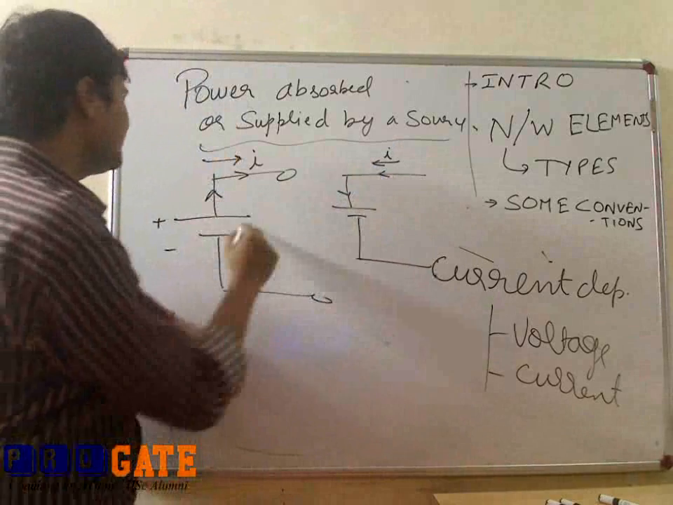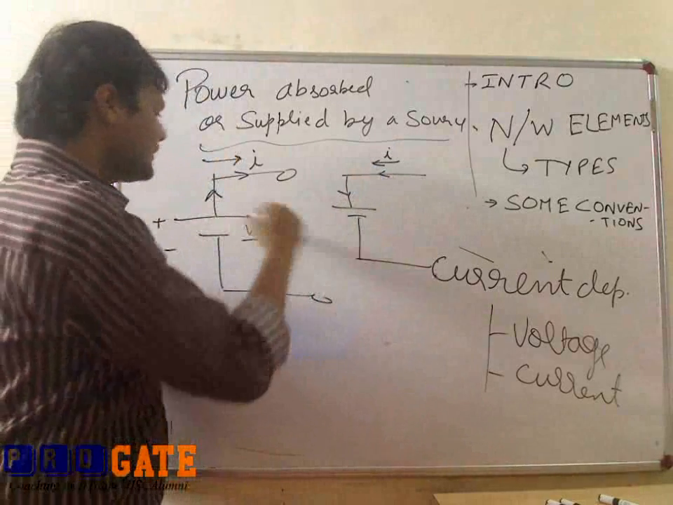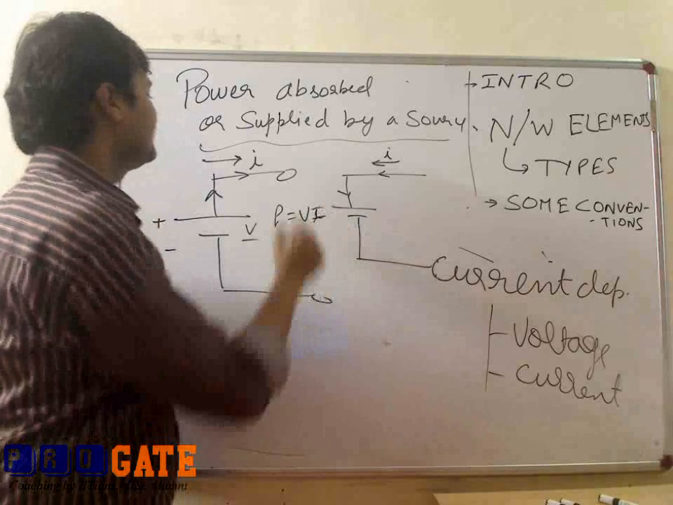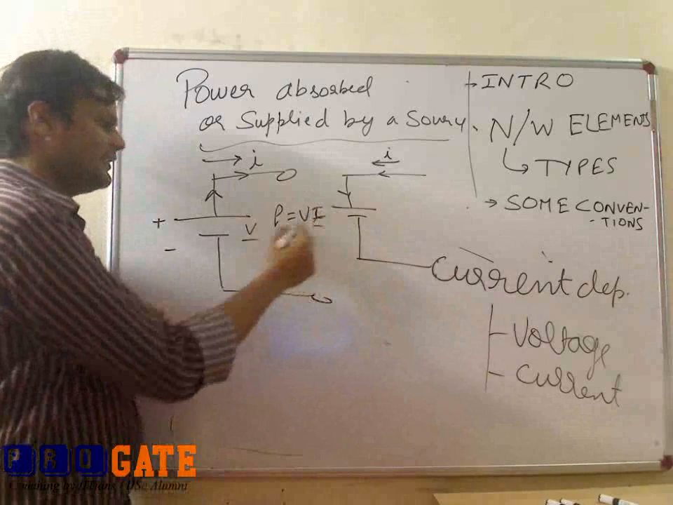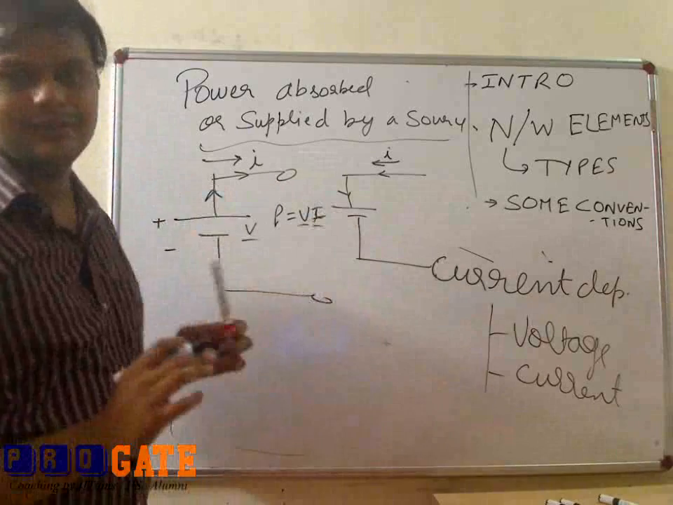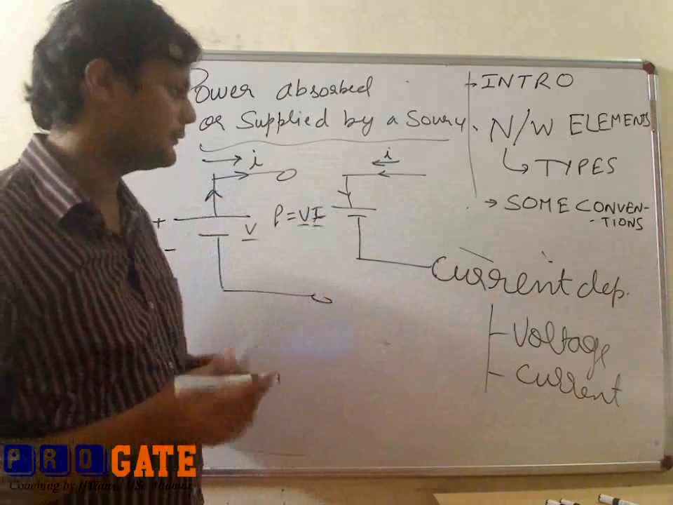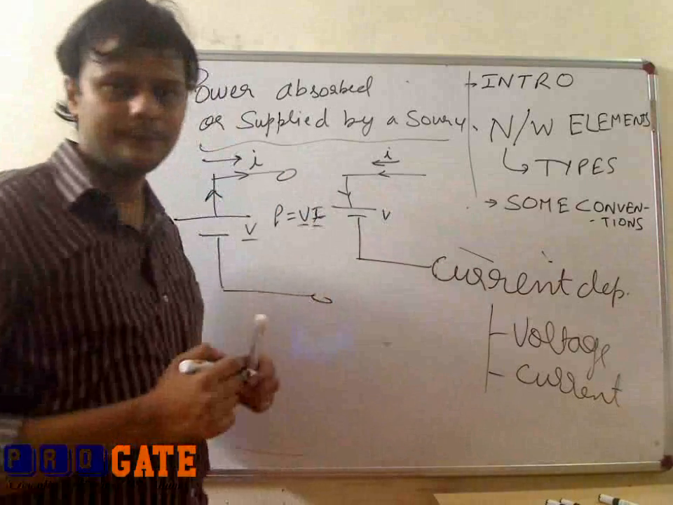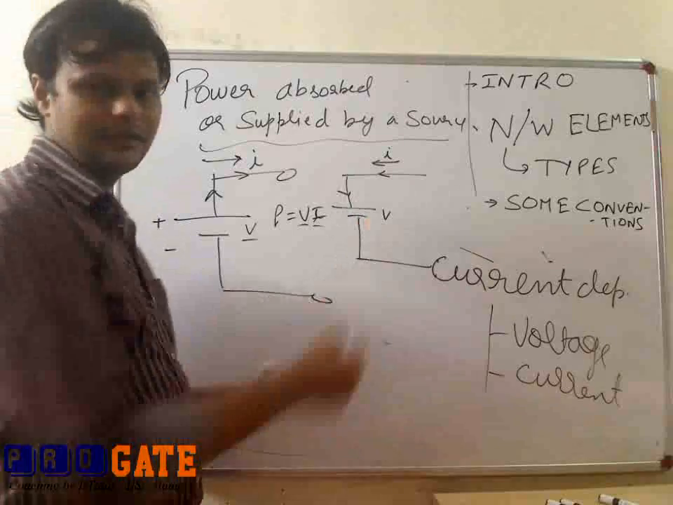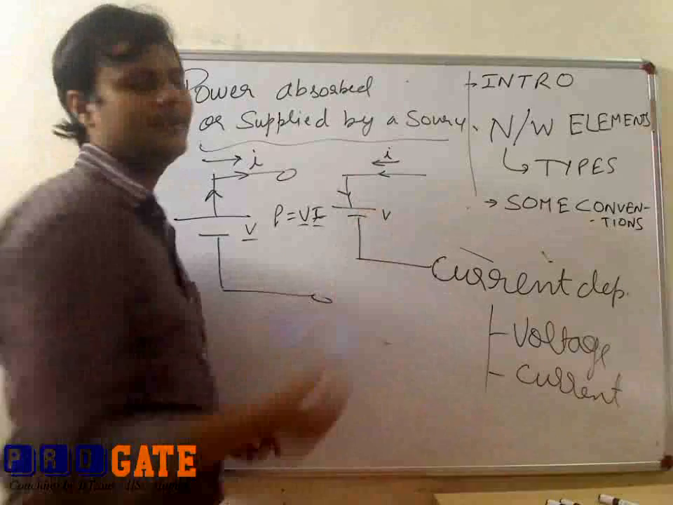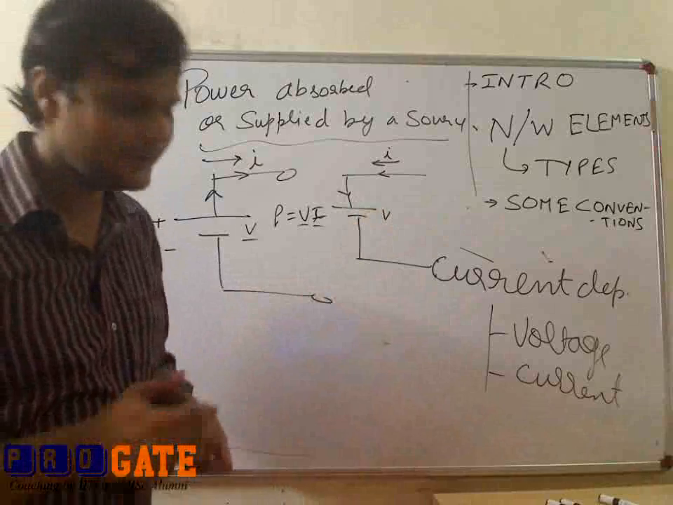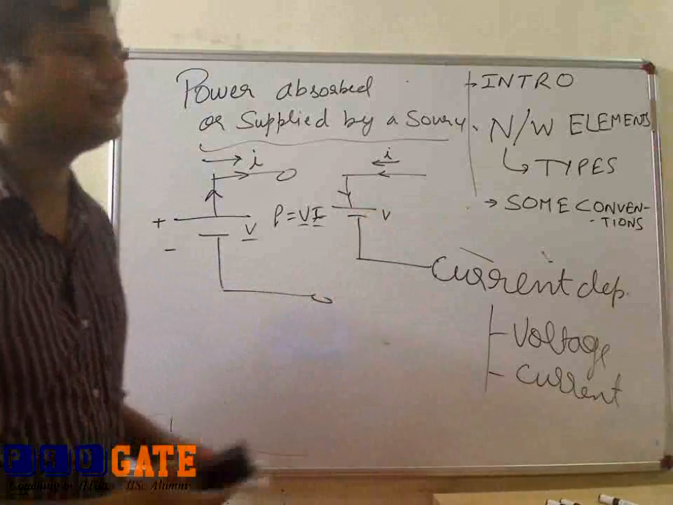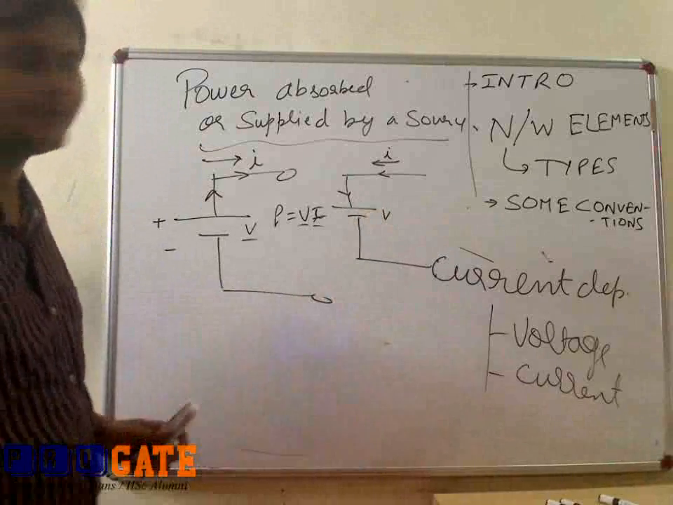And how much power? Simply the product of voltage and current. This I is this current, and the voltage is the voltage across the plates. And this source is absorbing the power. And how much power? Again, this V into I. This is a very simple concept, and one should know this concept. Many questions have been asked in GATE also on this concept. I will take some questions also.